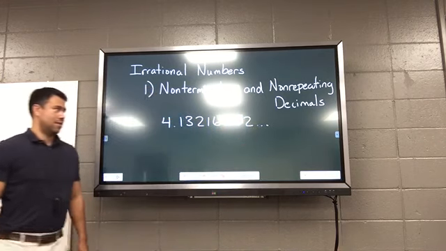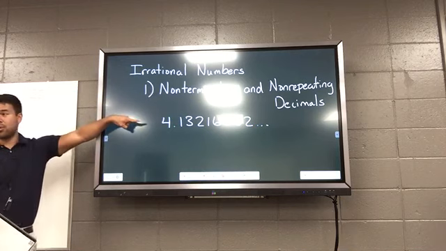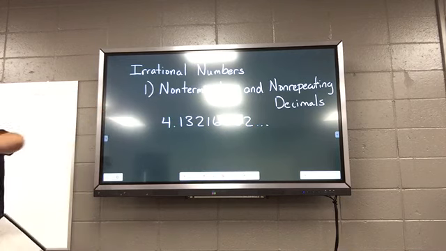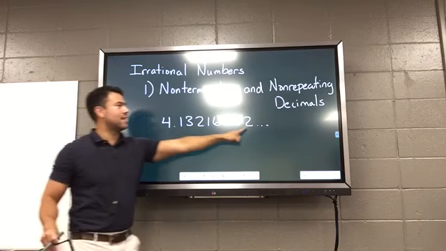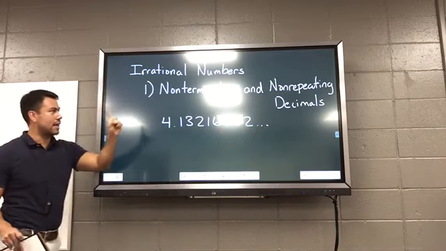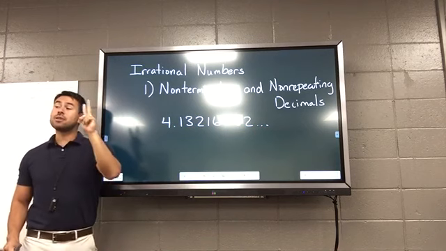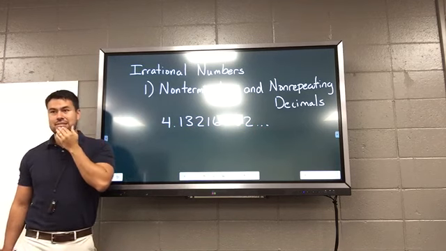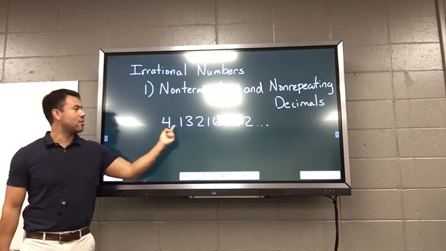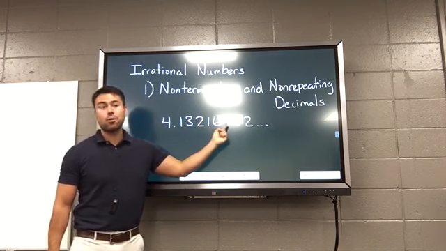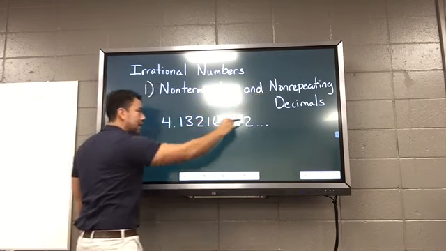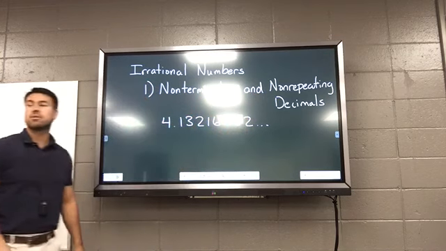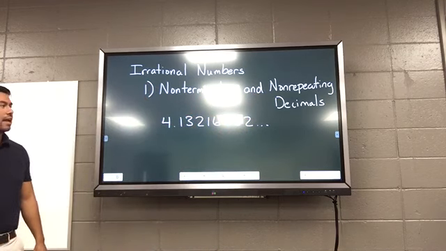4.1321658... Okay, this is an example of irrational because of two things. Does it terminate? Does it end? No. So it doesn't terminate. It's a non-terminating decimal. But does it repeat? Is there a pattern here? Can I put a bar anywhere? No. Nope. This number right here is both non-terminating and non-repeating. This is an example of an irrational number. Okay? It has to be both of them, non-terminating and non-repeating.